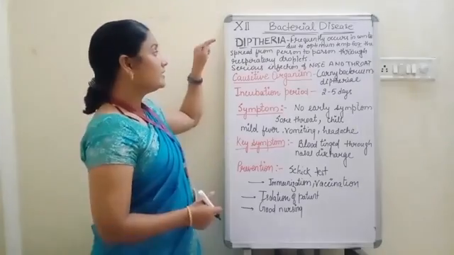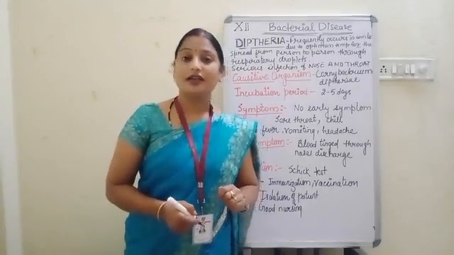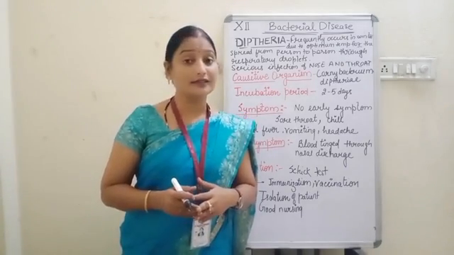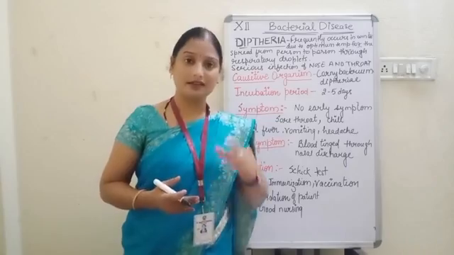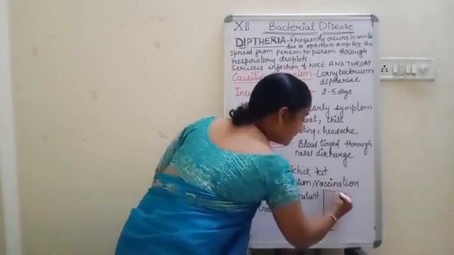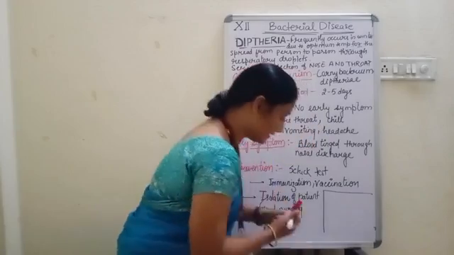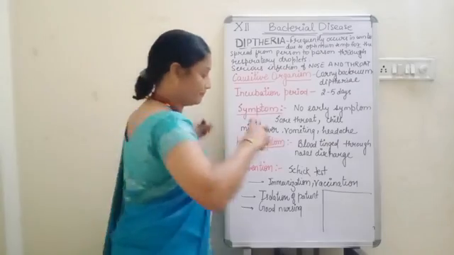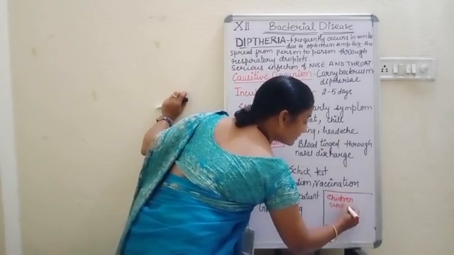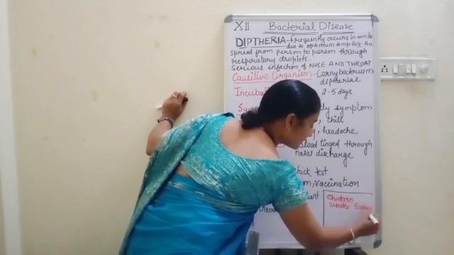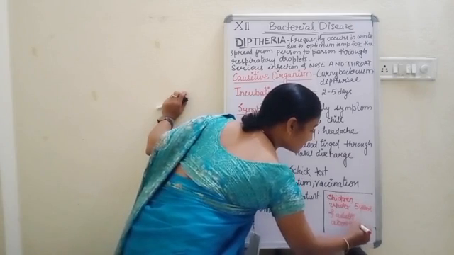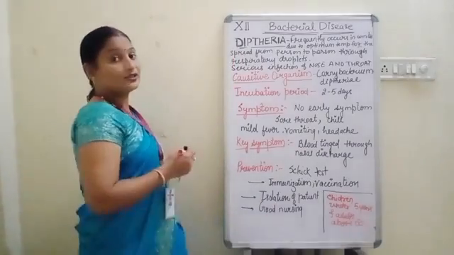Diphtheria. Actually, it is a disease of children under 5 years and adults over 60. So children, this diphtheria, I am writing it here. Okay, I have a space. This is the disease which occurs in children under 5 years and adults above 60. Clear? So this is one point.